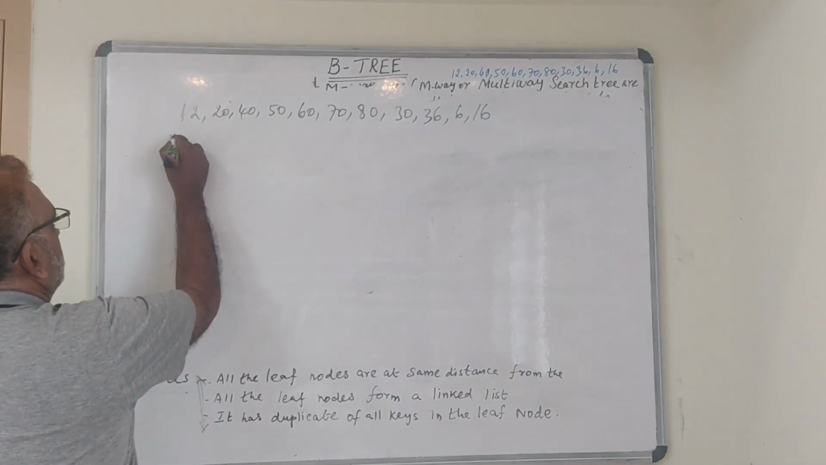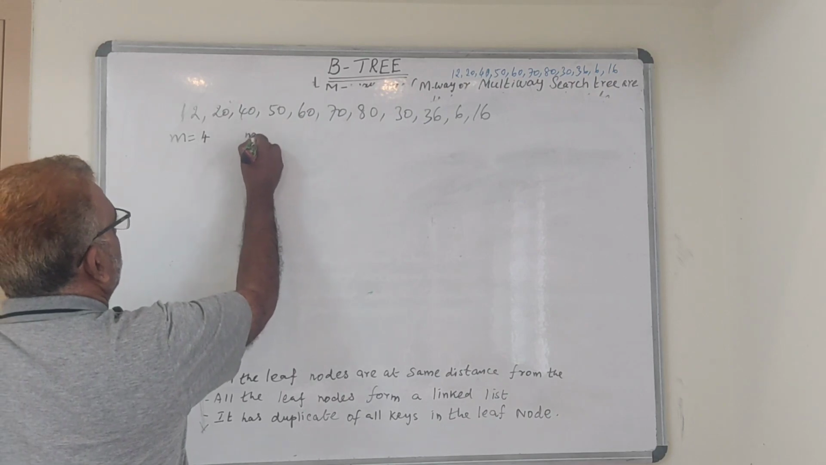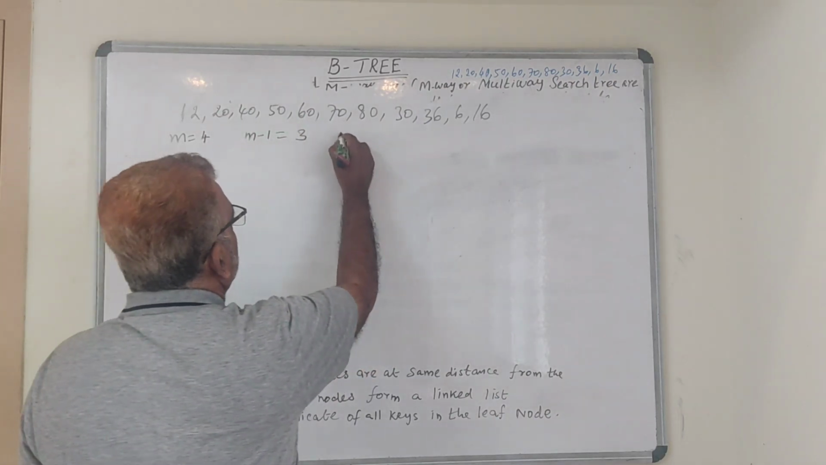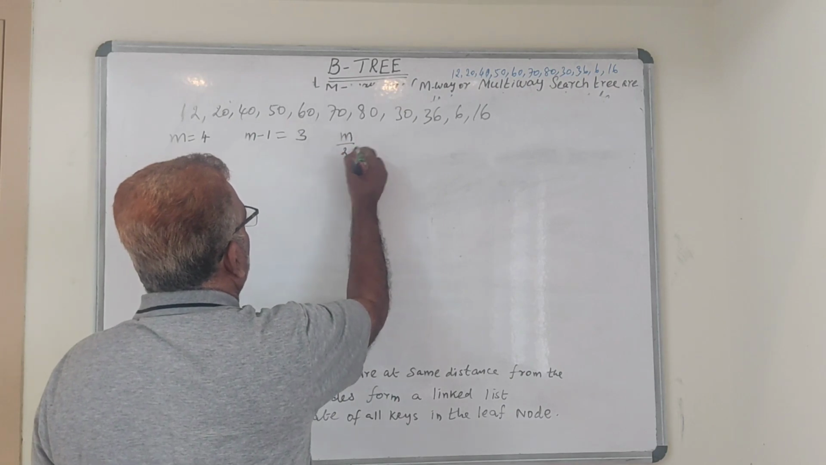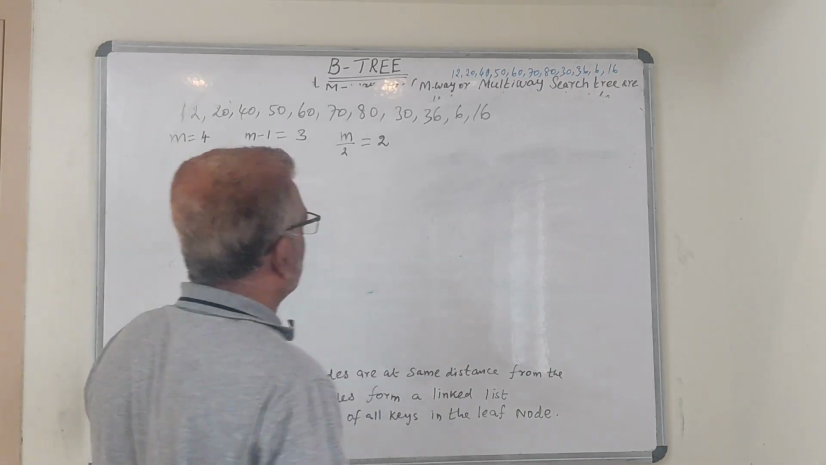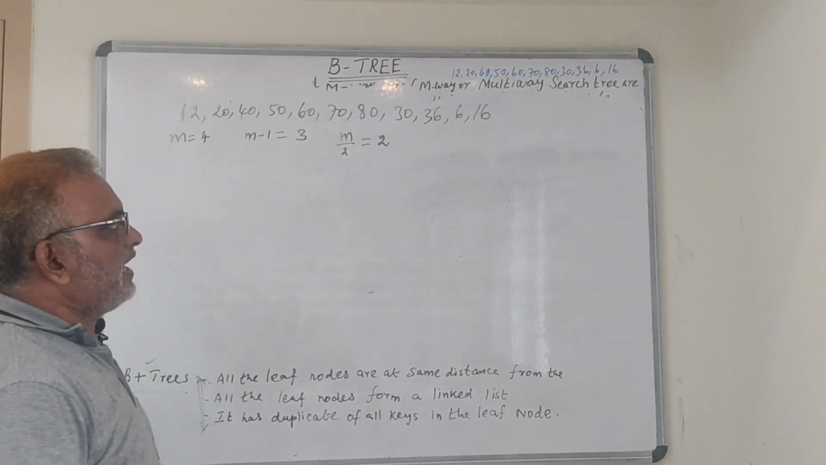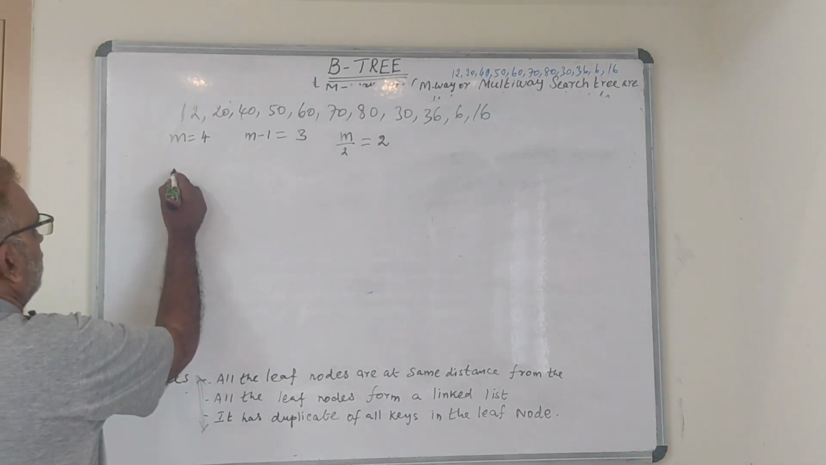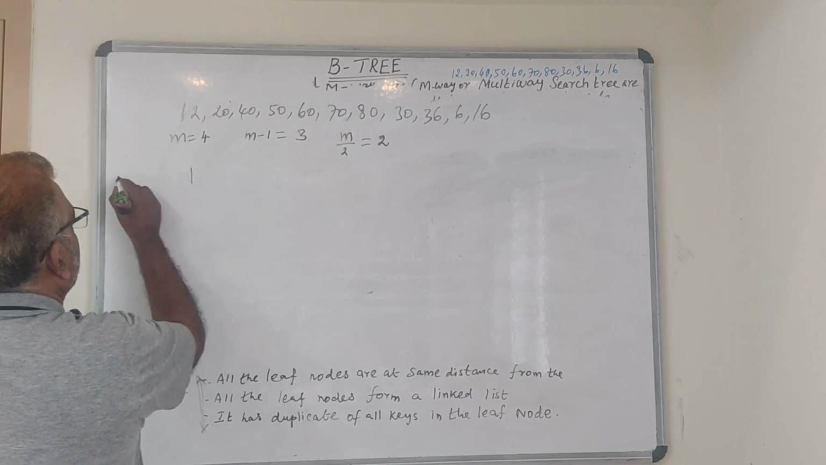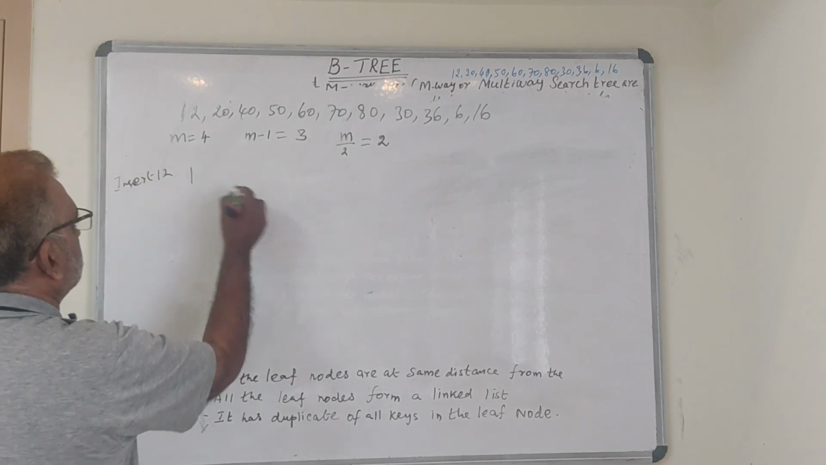So here m is equal to 4. So automatically m minus 1 is equal to 3, and m divided by 2 is equal to 2. Okay, so these are the values we should remember. First we would like to insert the data, insert this 12.